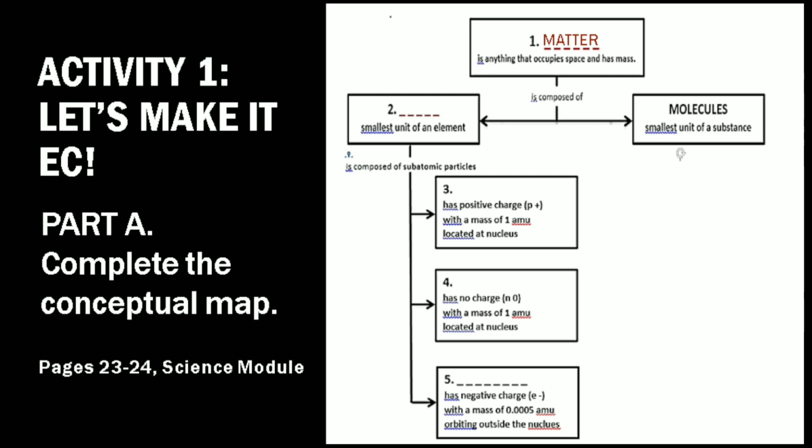Next. Matter is anything that occupies space and has mass. It is composed of molecules, which is the smallest unit of a substance. And it is also composed of blank, which is the smallest unit of an element. Please write your answer in your notebook. What is your answer? If your answer is atom or atoms, then you are correct. Atoms, which is the smallest unit of an element, is composed of subatomic particles.